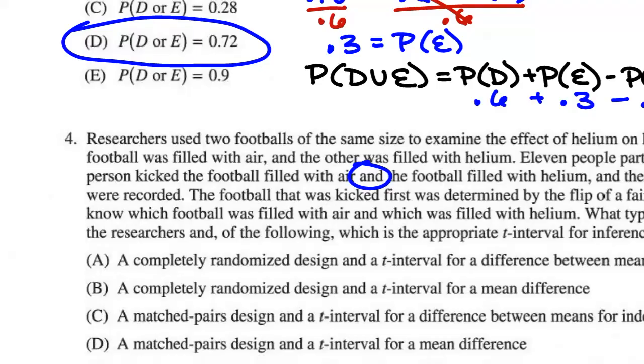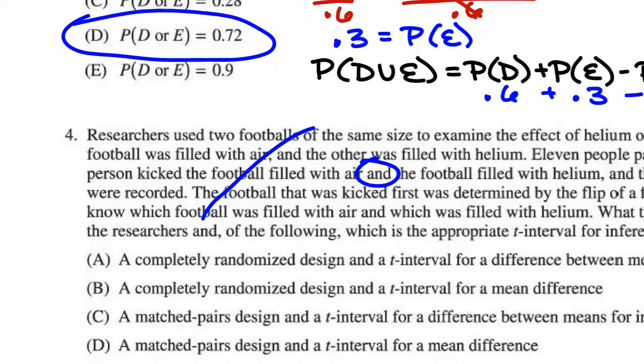The football that was kicked first was determined by the flip of a fair coin, and the people did not know which football was filled with air and which was filled with helium. What type of study was conducted by the researchers? And, of the following, which is the appropriate T interval for inference?